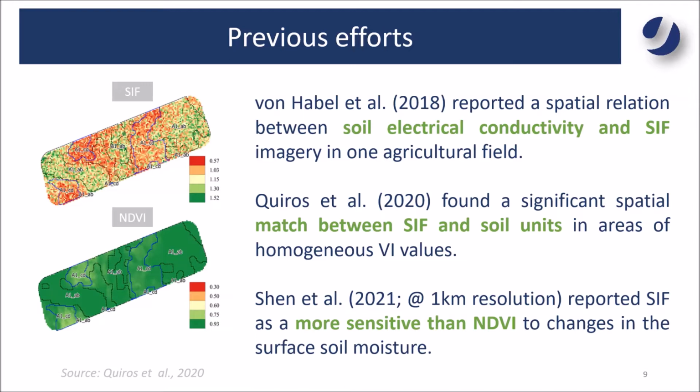These first two efforts were done with high resolution data, but there are others that have been done with coarse resolution information. When I say coarse, I am talking about kilometer scale, I mean pixels of kilometer size. But similarly, at this large scale, they found higher sensitivity of SIF compared with vegetation indices to changes in the surface soil moisture.